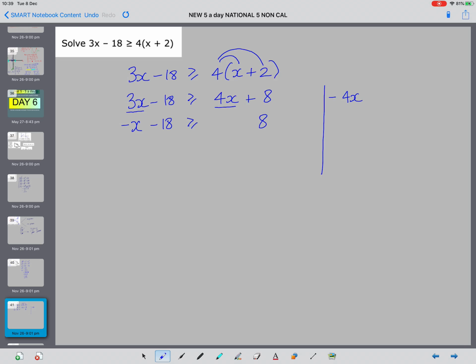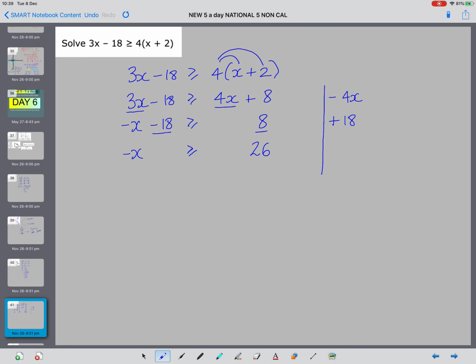Okay, so my objective here is to get the x's and the numbers separate. So I'm looking at this take away 18 and this positive 8, so I'm going to get rid of that negative 18 by adding 18 to both sides. So it gives me negative x is greater than or equal to 26.